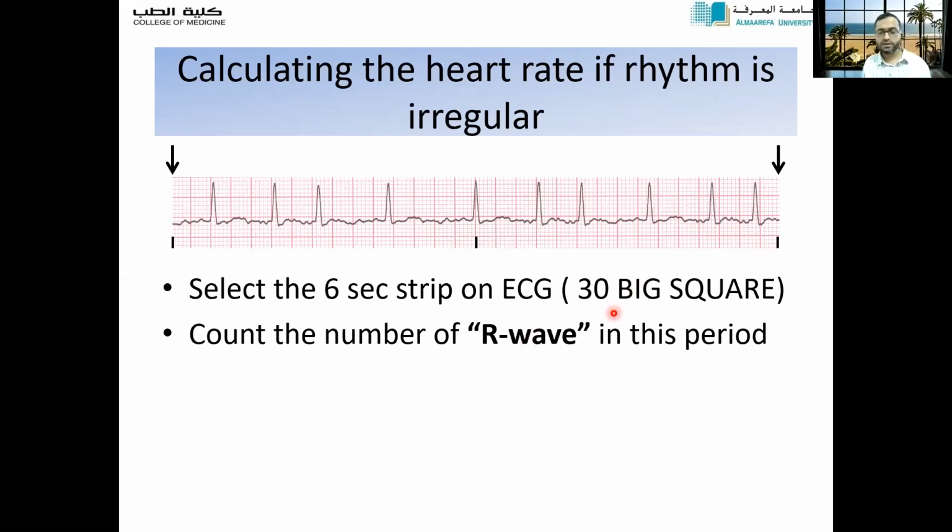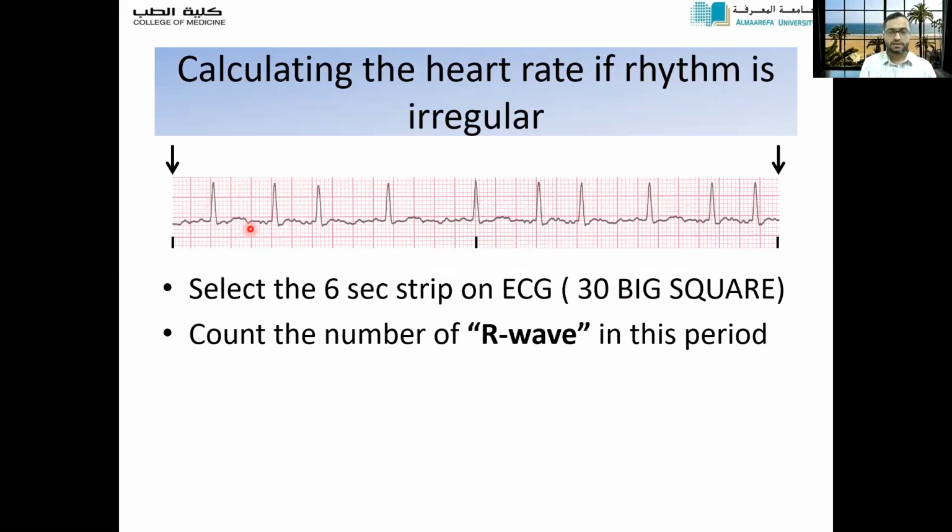Most of the recent ECG machines, when they give the printout, have a marking like this for 3 seconds. So there is no need of counting, no need of wasting time. Simply select the 2 marks and it will become 6 seconds for you. So select the 6-second strip on the ECG paper and count the number of R waves during these 6 seconds.